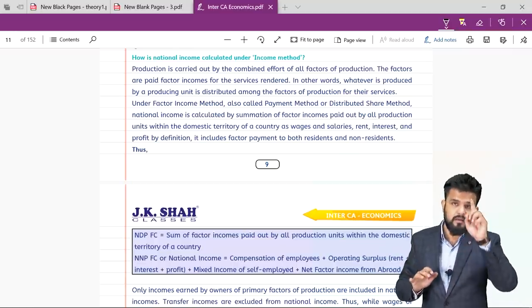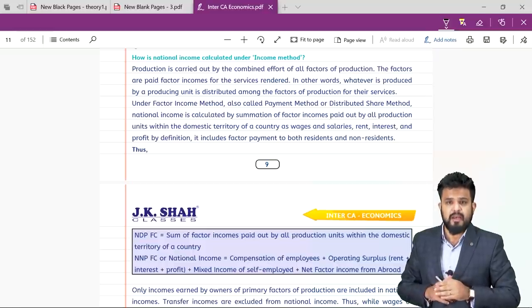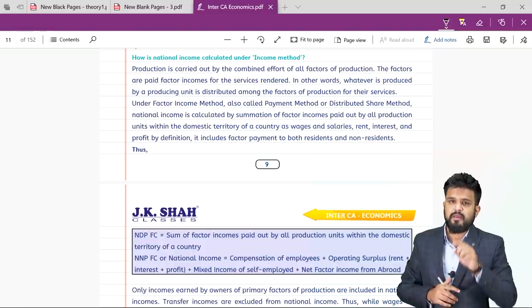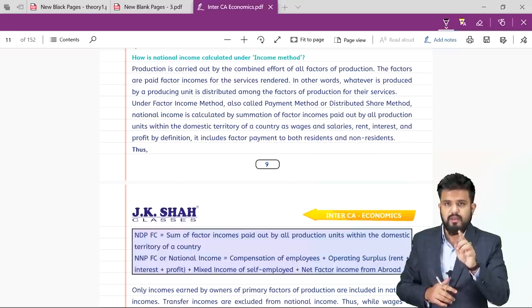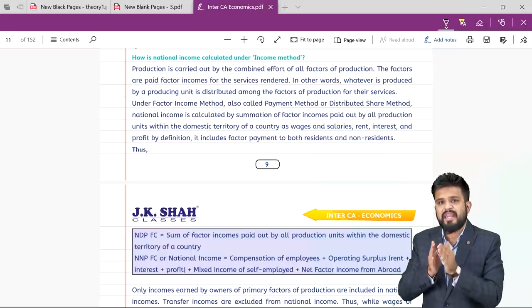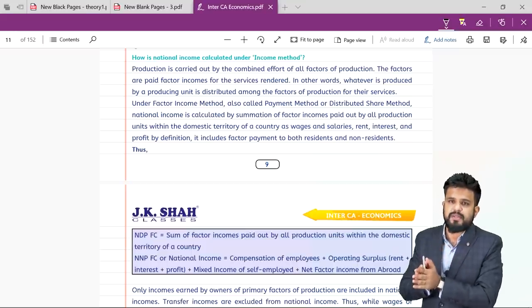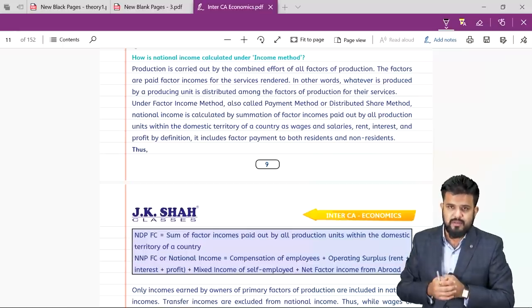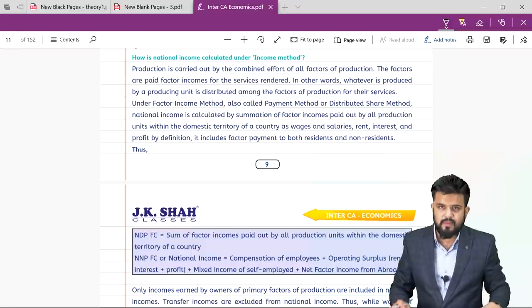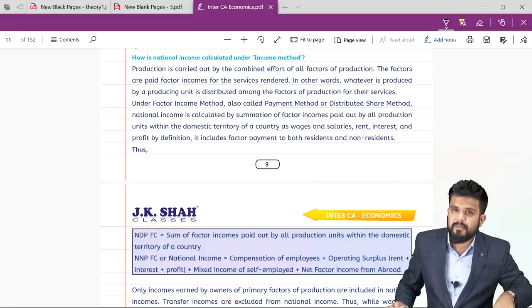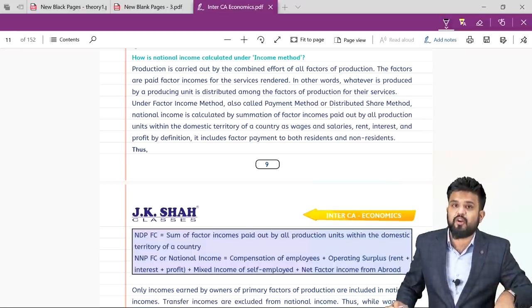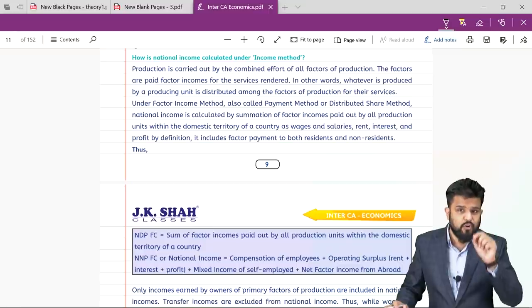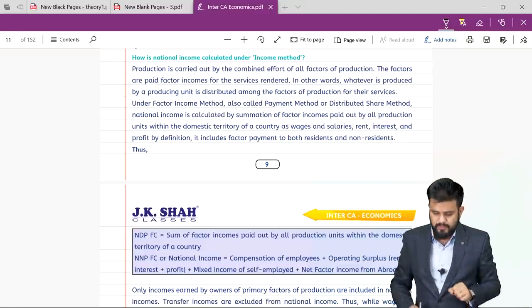One more thing: in case numerical sums come for the income method, calculating national income, please remember it is already net. You need not minus depreciation, because in the income method we never minus depreciation. It is always on the assets. And the income method is already at factor cost. Please ignore indirect tax and subsidy in the income method. I want you people to make a note of this.